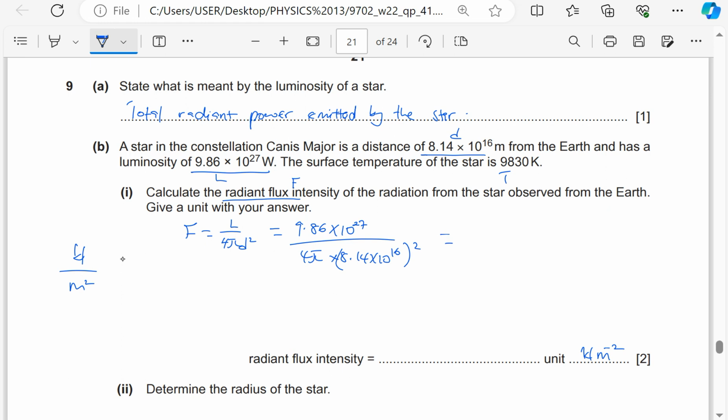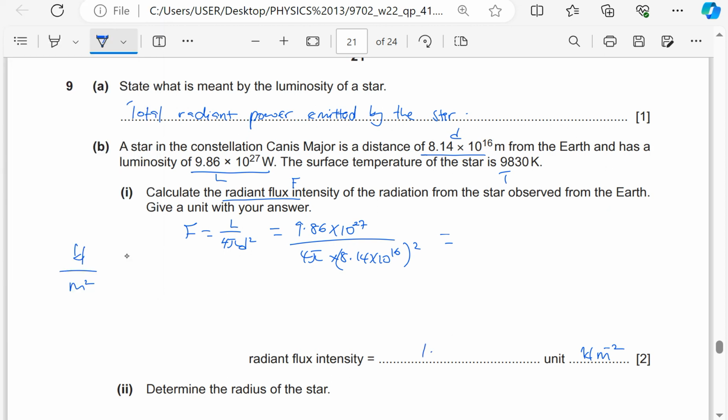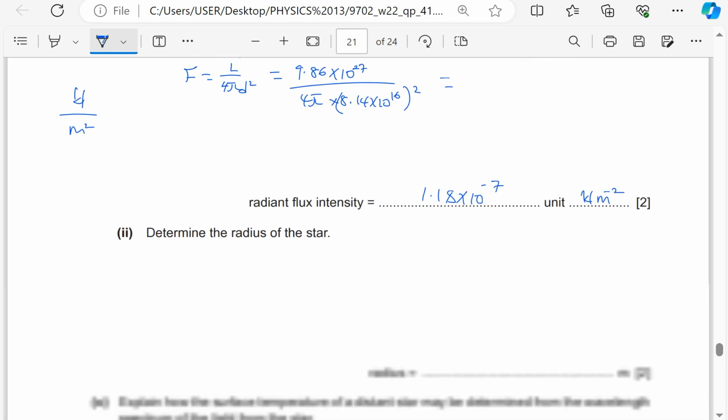So just check with my calculator. Let me start with the denominator, 4 pi times 8.14 exponent 16 squared. Then I have 9.86 exponent 27 divided by the answer. So this is 1.18 times 10 to the power of minus 7. Then determine the radius of the star.